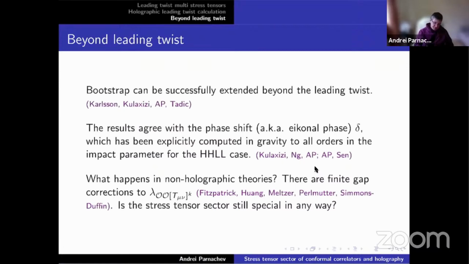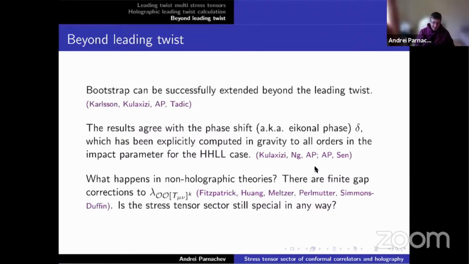Another thing that happens beyond the leading twist is that you can connect the results to a different computation, the computation of the phase shift or the eikonal phase delta, which in the heavy-light limit is particularly nice because you can compute it to all orders in the ratio of the Schwarzschild radius to the impact parameter. Remember I mentioned that if you have a light scattering, it's an interesting question how to see how the black hole is formed. Well, here, if the black hole is there, this computation is actually easy.